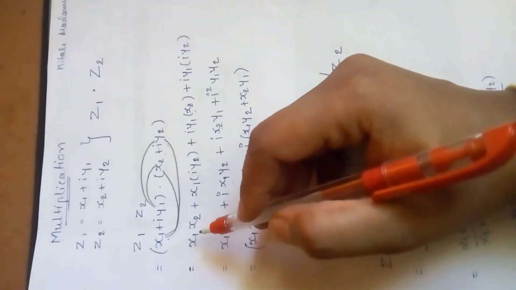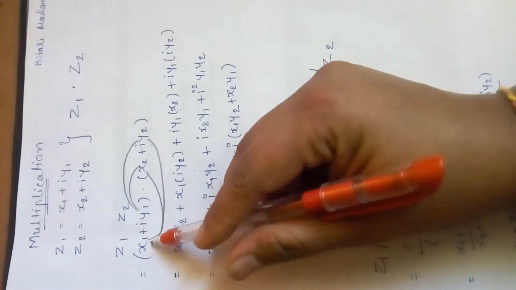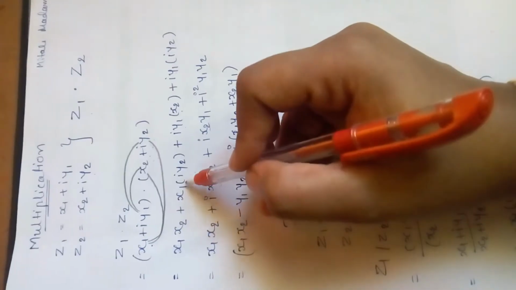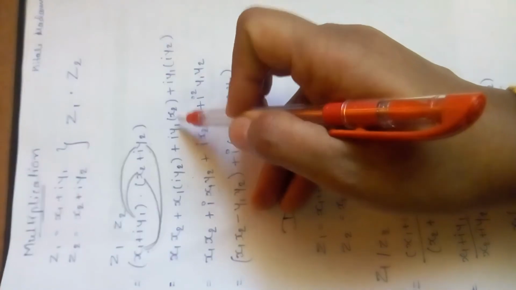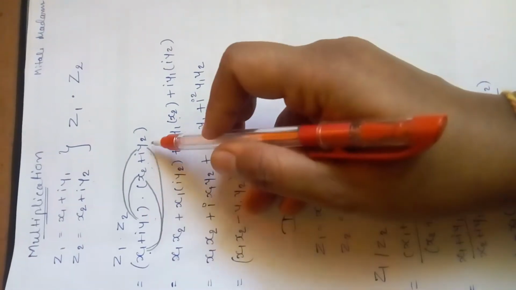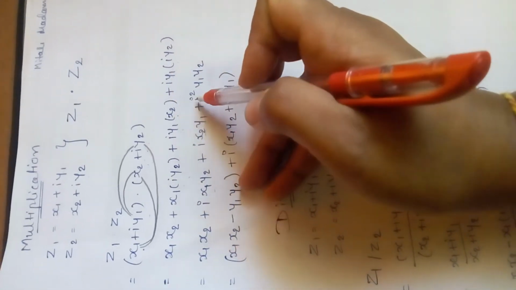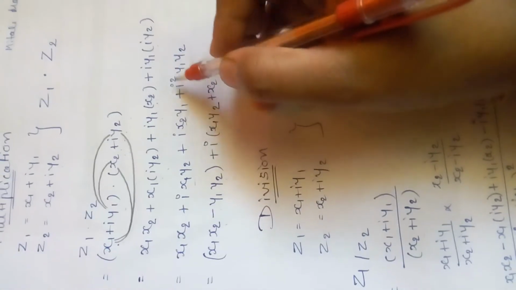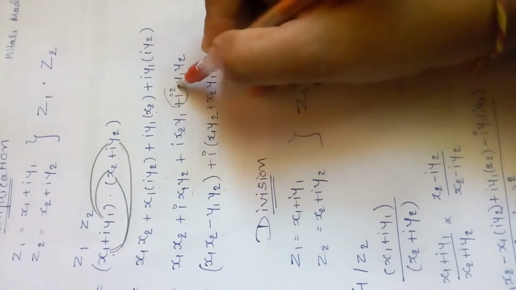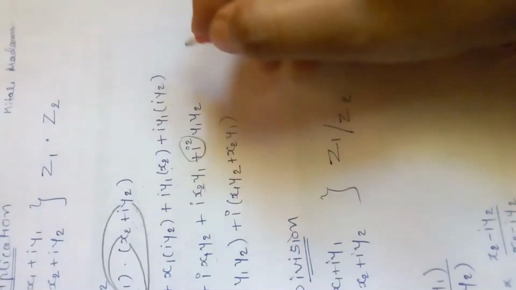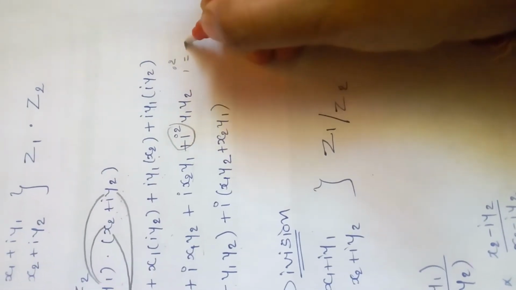Now, how will we solve this? x1 into x2, x1 into iy2, iy1 into x2, iy1 into iy2. Here you will get i into i, so it will be i square. Now let me tell you that i square is always valued at -1.